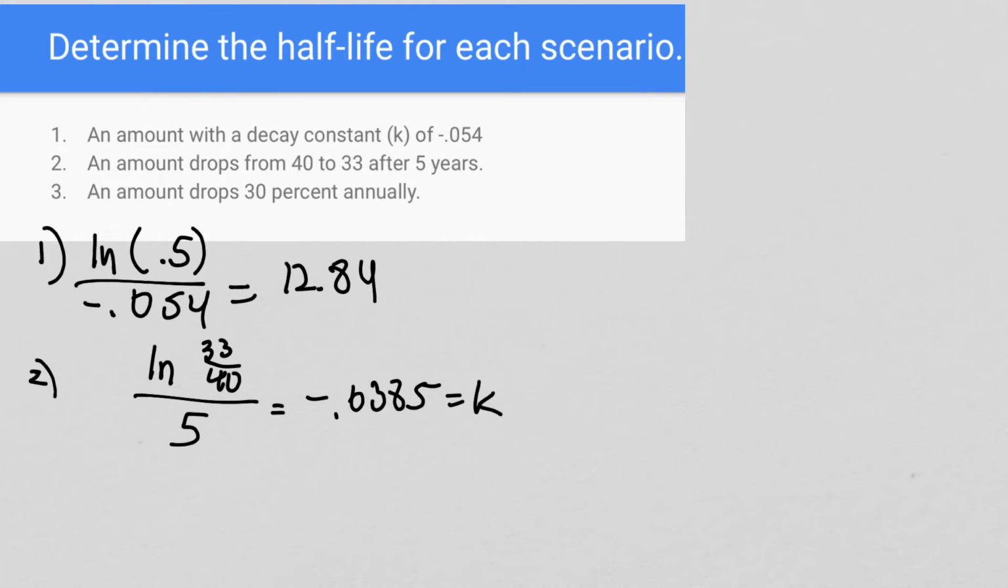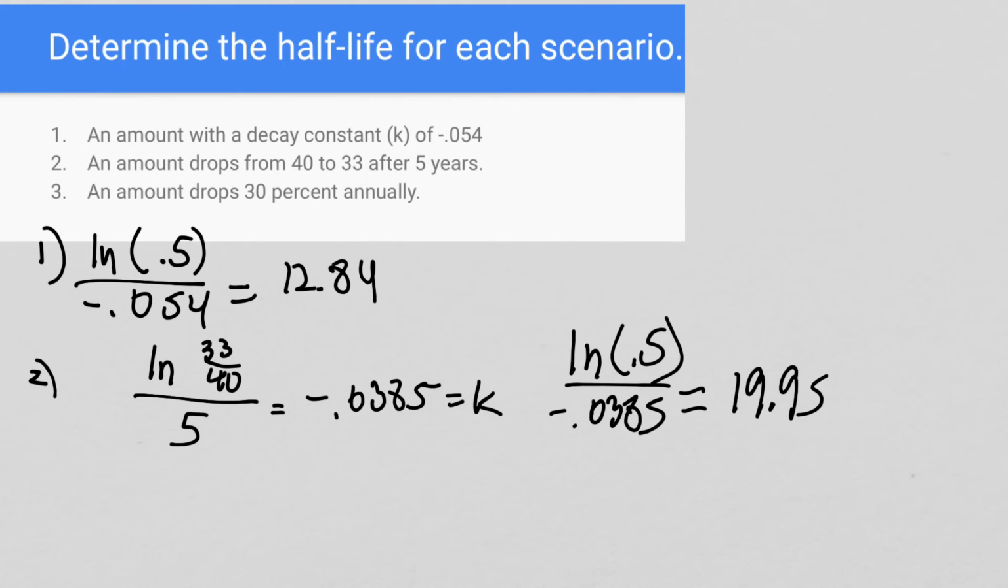That is my K. Now I can use that K to get the half-life. So natural log of 0.5 over that K. In the calculator, I get it to be 19.95 years as my half-life.